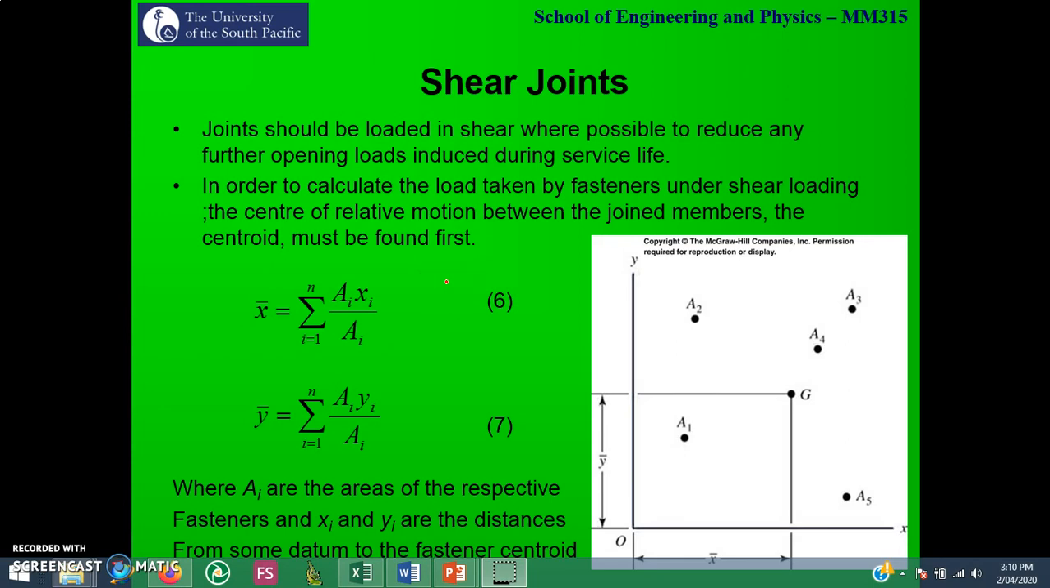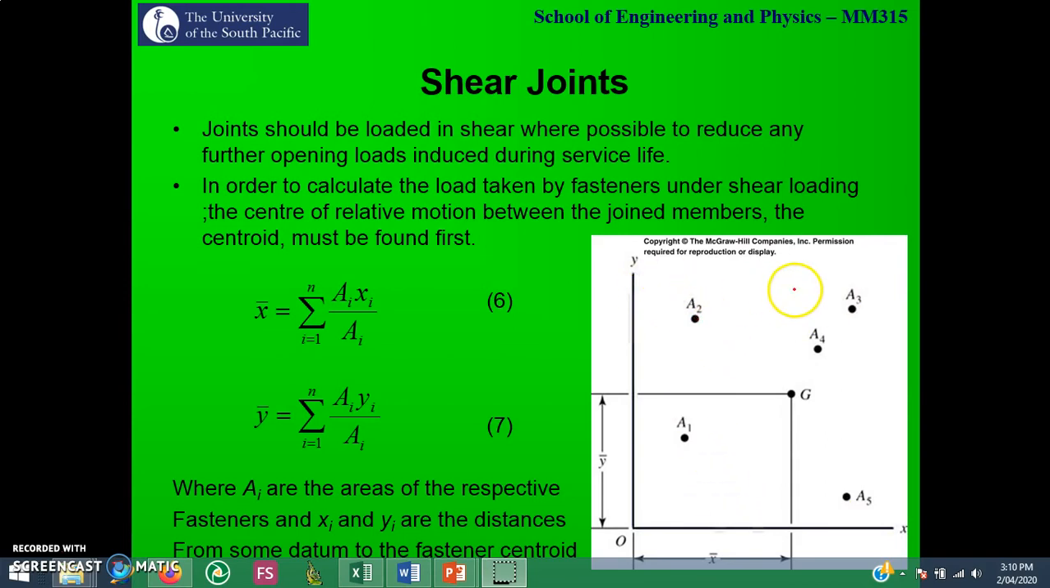Now let's look at shear joints. In order to calculate the load taken by fasteners under shear loading, the center of relative motion between the joint members, the centroid, must be found first. So what happens is, in this diagram, I1, I2 till I5 represent the location of individual bolts. So we will have a bolt pattern that will be given to us.